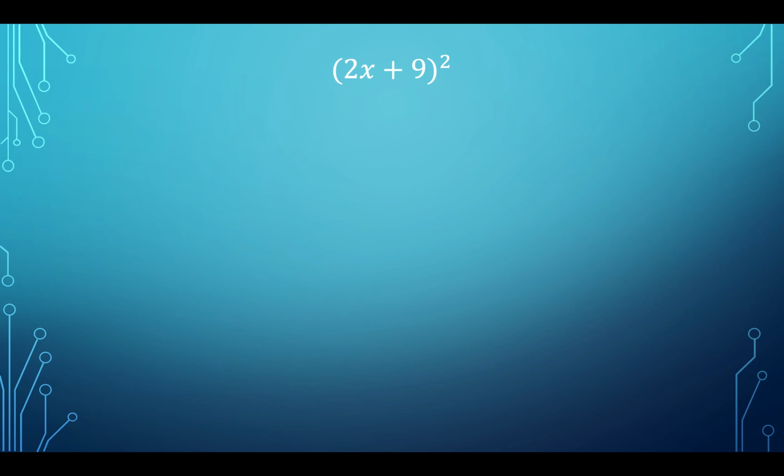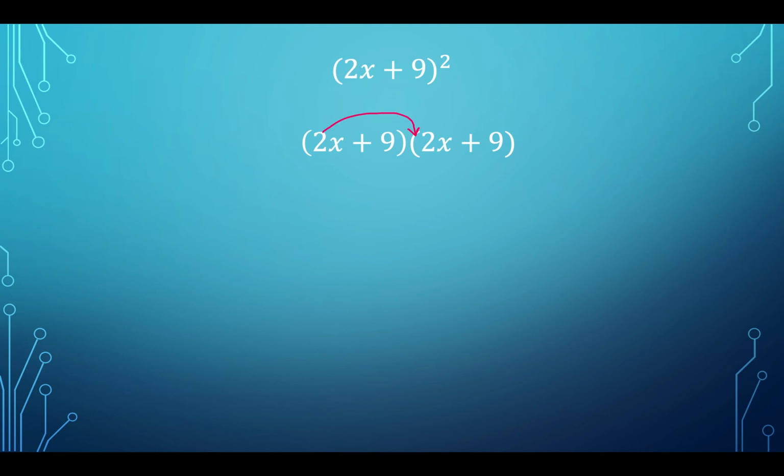So let's try this one. 2x plus 9 squared. Okay, well, how do we solve that? First thing we have to do is break it up into two separate equations. So 2x plus 9 times 2x plus 9. Now this looks a little more familiar. You know what to do now. So now all we're going to do is FOIL.